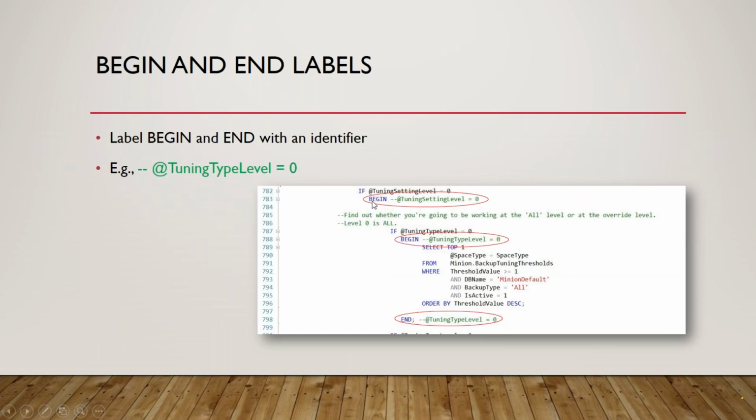One more small note. We love labeling begin and end. So we've got begin tuning settings level, and then down at the end you'll see the end tuning settings level. Now, some of you may be shaking your heads at this and saying, oh, I don't need to worry about that because the formatting tells me that those begin and end go together. While you're right, not everybody has an automatic formatting tool, and not everybody without an automatic formatting tool is conscientious enough to line up their begin and ends. So it's very nice to label your begin and ends that go together.